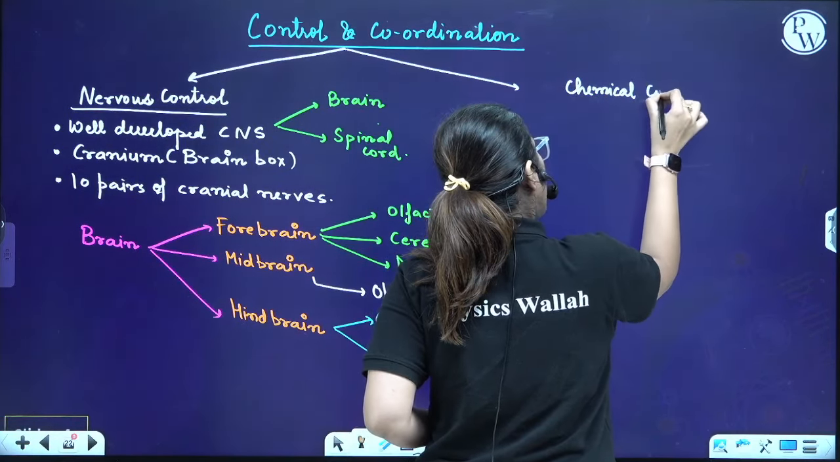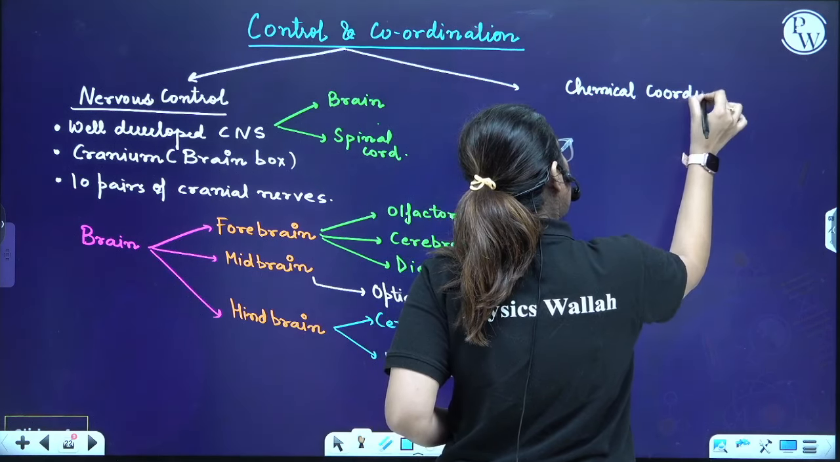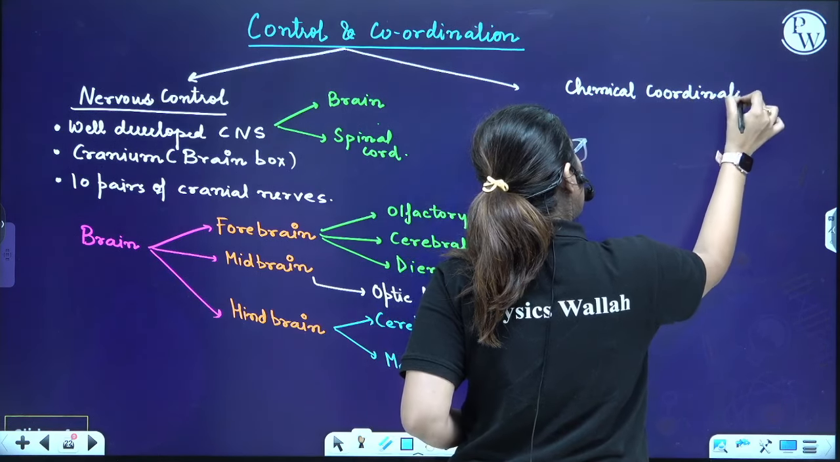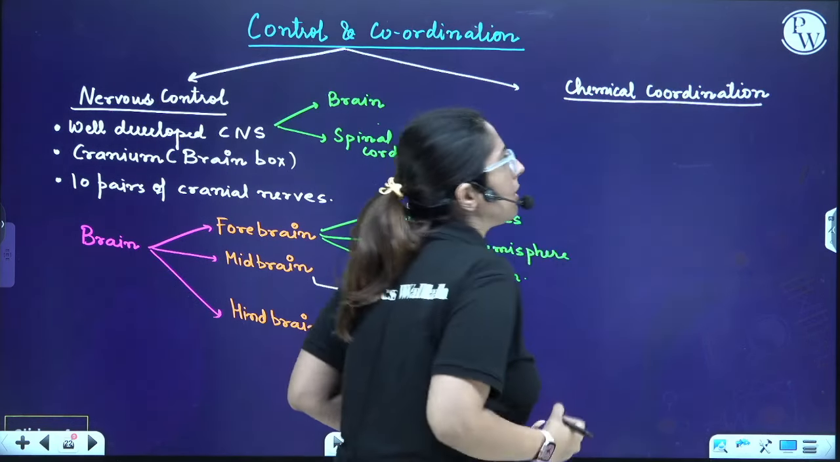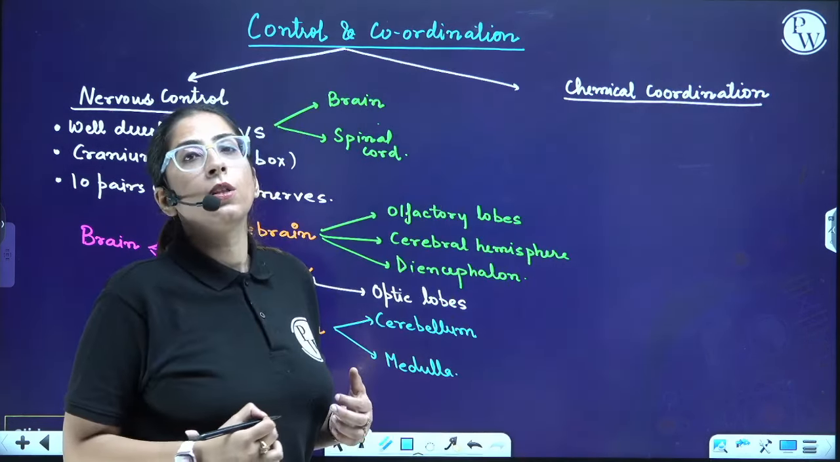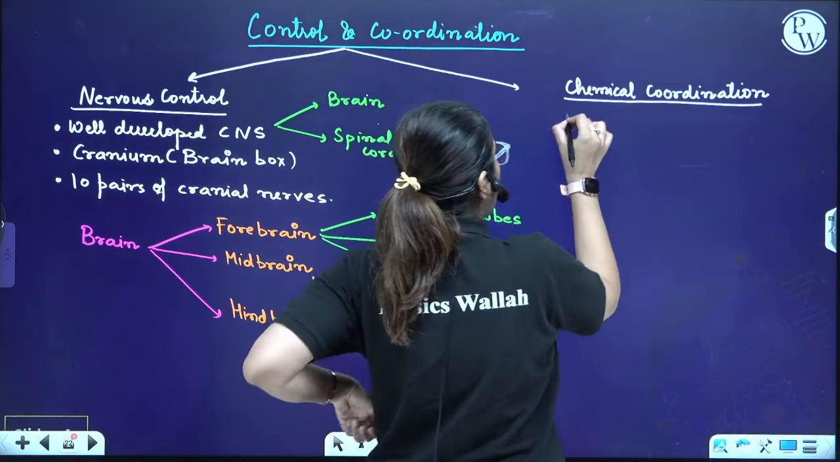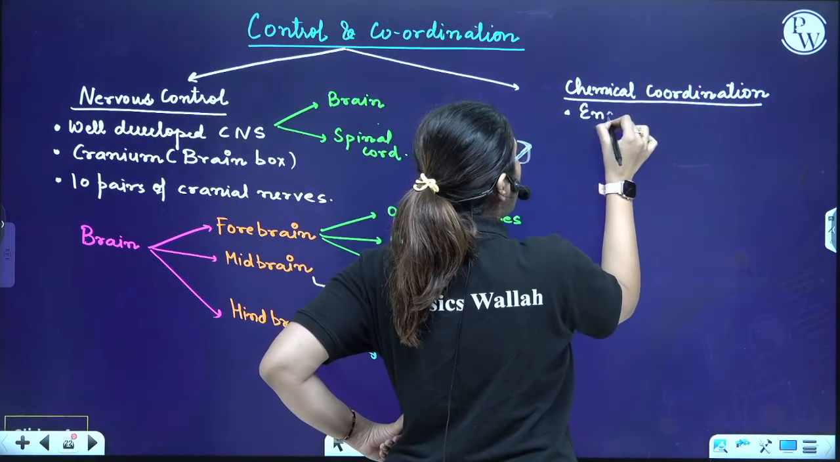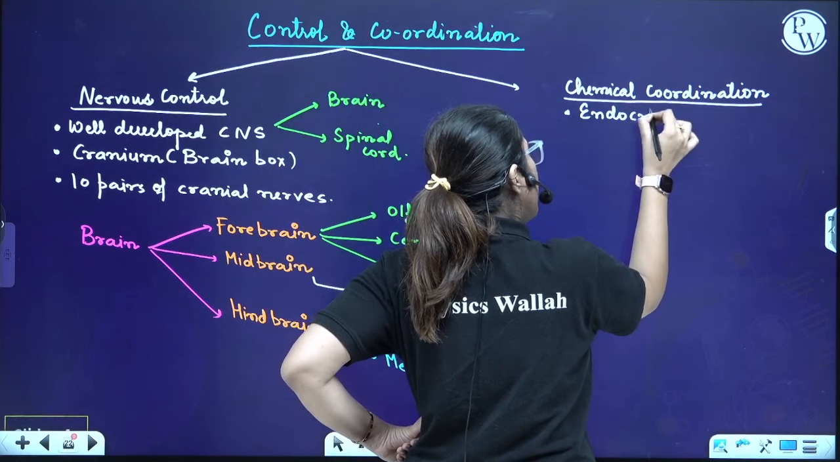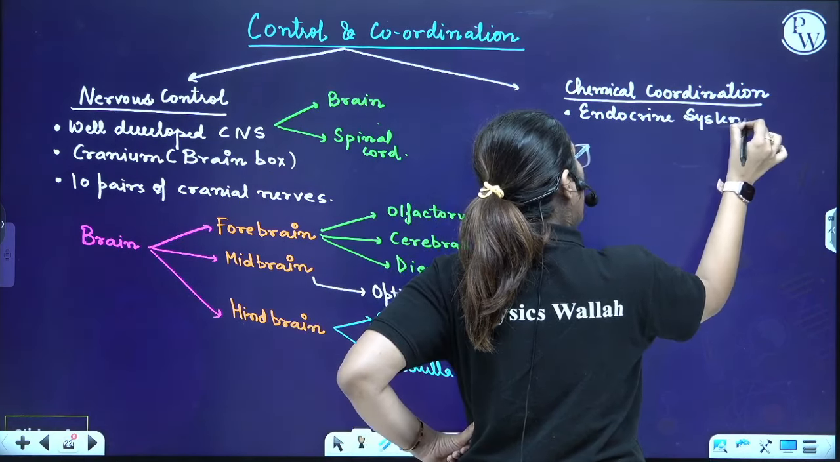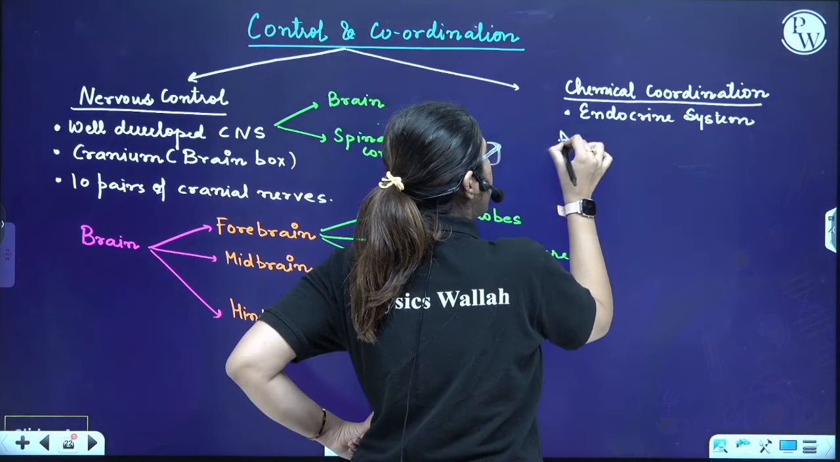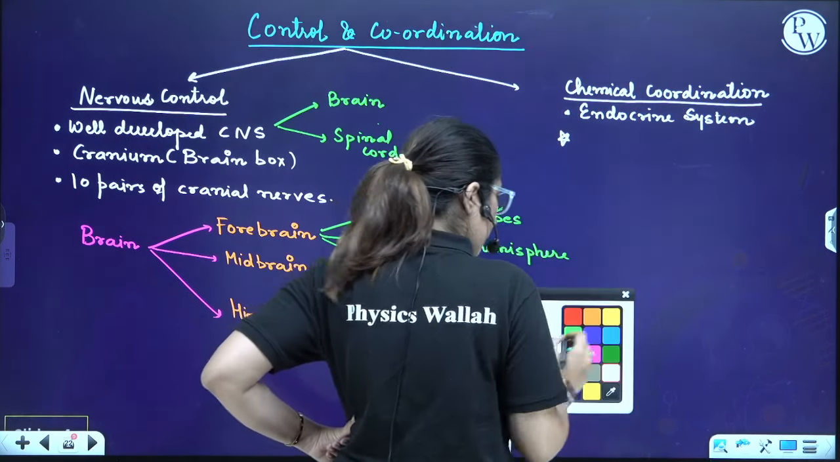Chemical coordination. Yes, they show chemical coordination. How do they show chemical coordination, buddies? They show chemical coordination because they have a well-developed endocrine system. That means hormones. So in that respect, what all structures are present in them?